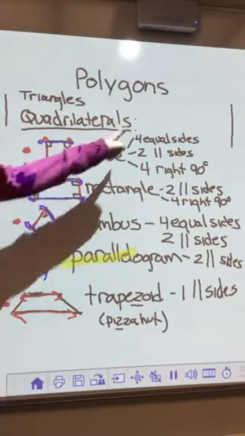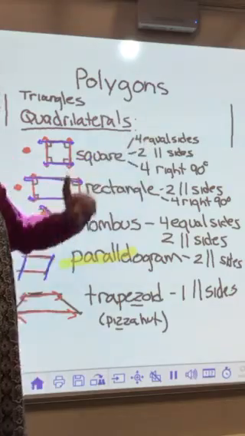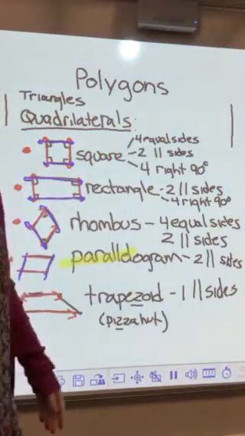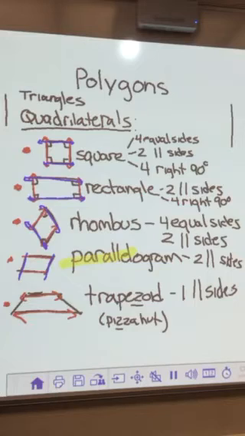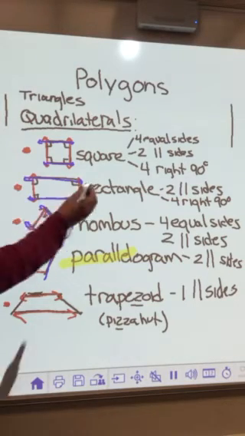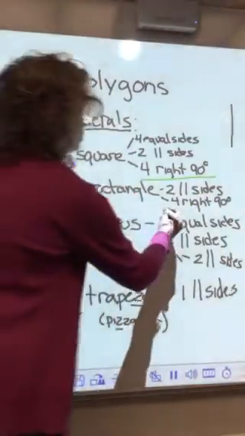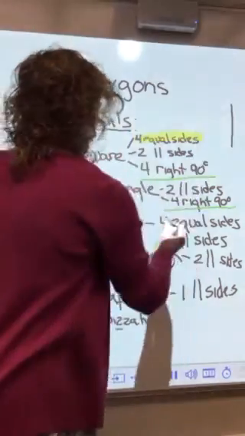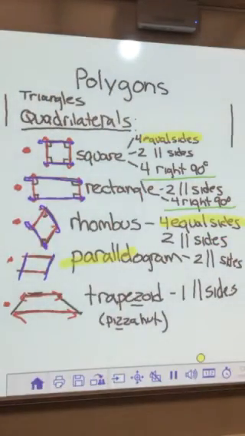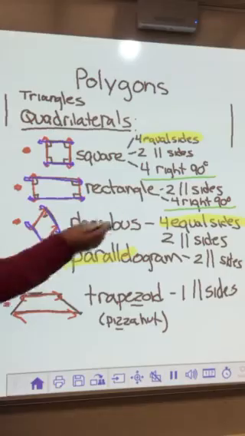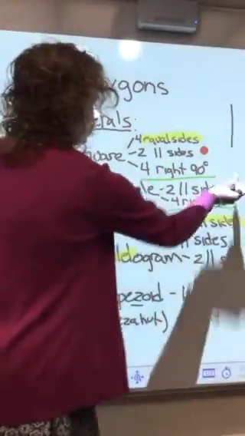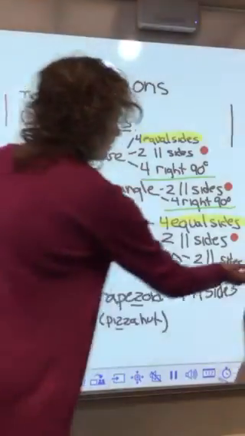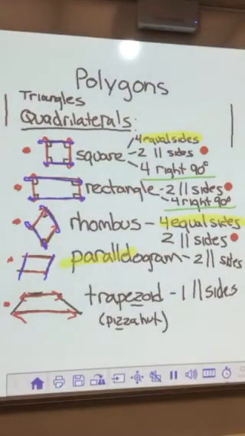You have to start remembering which ones have equal sides, which ones have parallel sides, how many sets of parallel sides, and which ones have right angles. If you look at that, squares have four right angles, rectangles have four right angles. If you look at equal sides, squares and rhombus have equal sides. And when you look at parallel sides, pretty much everybody but the trapezoid has two sets of parallel sides.